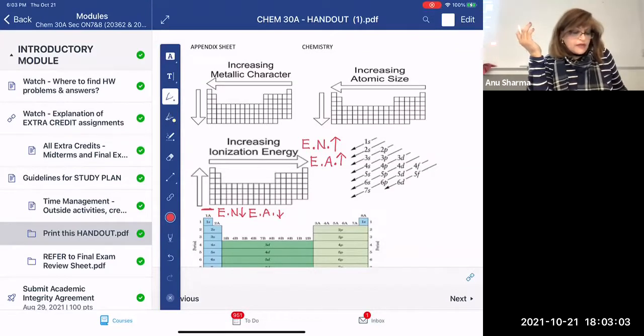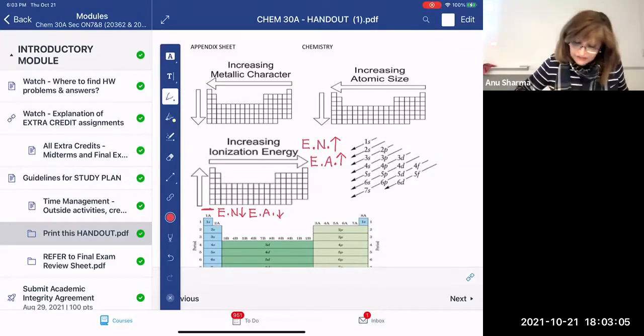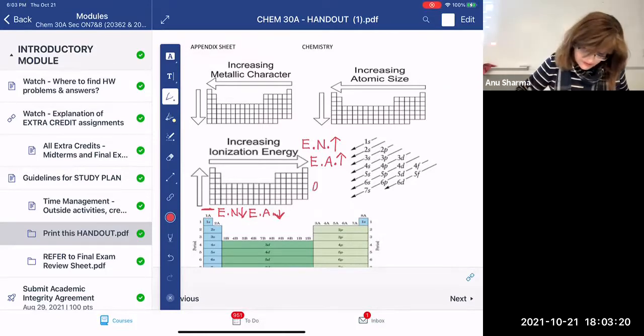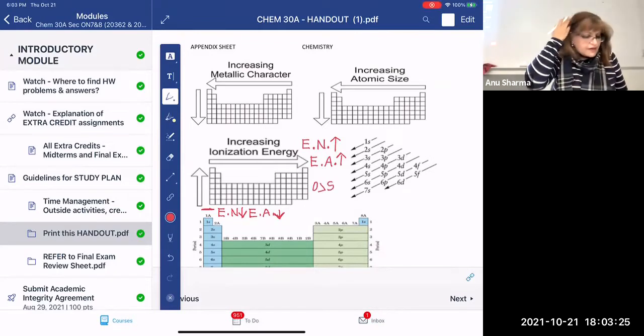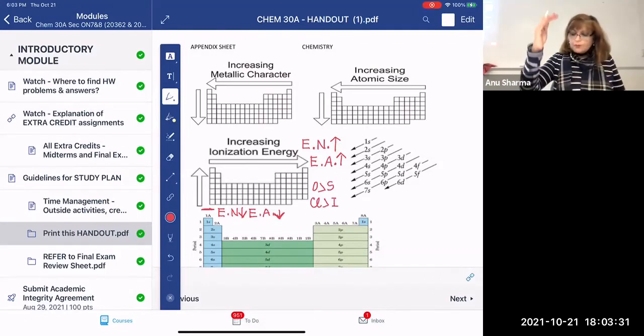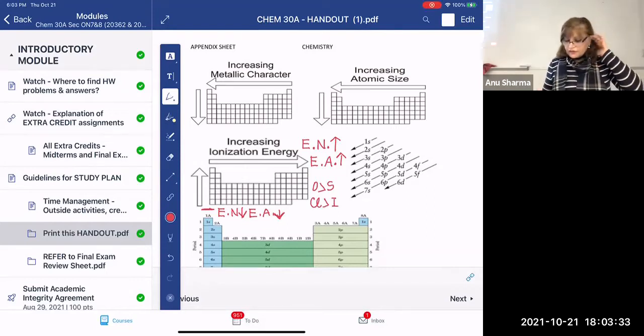Electronegativity, like I said, decreases when you move from top down, and so does electron affinity. In the same column, let's say oxygen and sulfur, oxygen has a higher electronegativity than sulfur. Keep that in mind. Chlorine has a higher electronegativity than iodine. So top down, it's also decreasing. Keep that in mind.